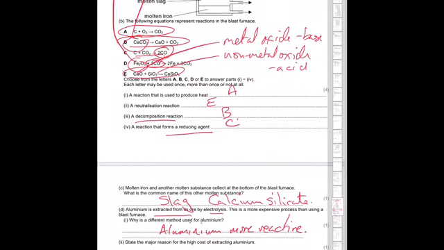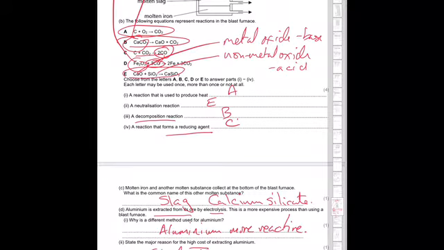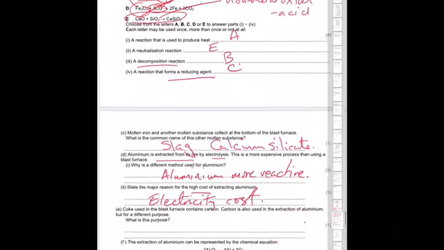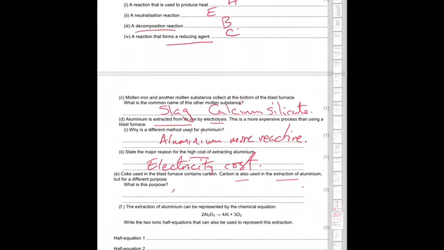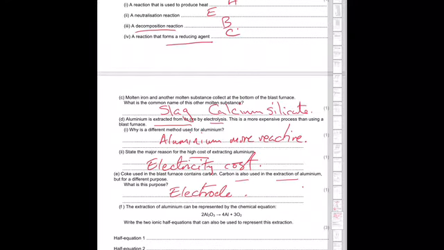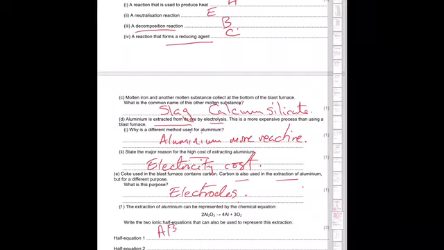Electrolysis uses electricity, which is very, very expensive. So the cost of the electricity makes aluminium prohibitively expensive. That's why they ask you to recycle it. Coke is used in the blast furnace, contains carbon. Carbon is also used in the extraction of aluminium. It's used to make the electrodes, anode, and also the lining, which is the cathode, but you just put down the electrodes. That's fine. Why? Because it's made of graphite. Graphite is a good conductor.